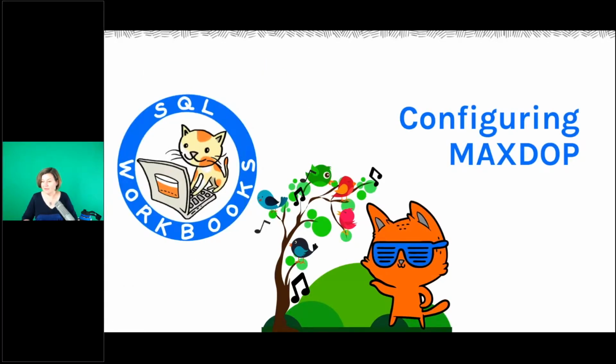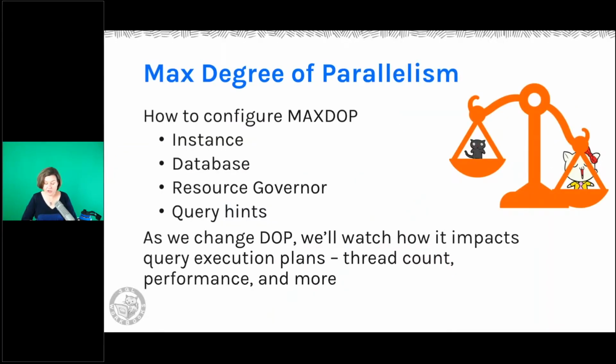First up, configuring MAXDOP. Just all the different ways that we touch this. There are now in SQL Server many different ways to configure how many cores a query is going to use. When we talk about the maximum degree of parallelism, what we're talking about is how many of our logical cores is this query going to get to use? And that also influences how many threads the query is going to get to use. We'll dig into observing how many cores did this use, how many threads did this use.